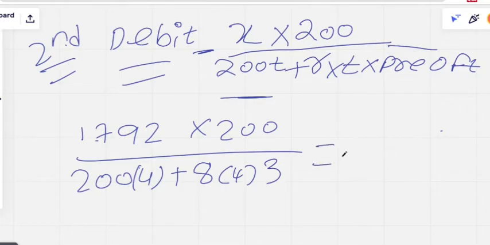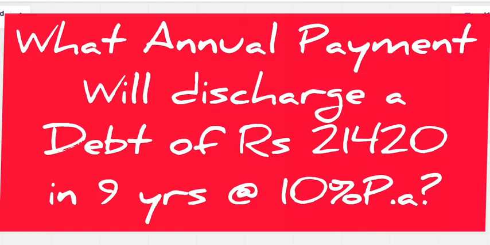So this is the solution. If you cancel, 200 into 4 is going to be 800, plus 32 into 3. If you cancel this, the answer is going to be 400 rupees. So this is the solution. For more clarification, I'm taking another question for you, so don't worry or hurry.